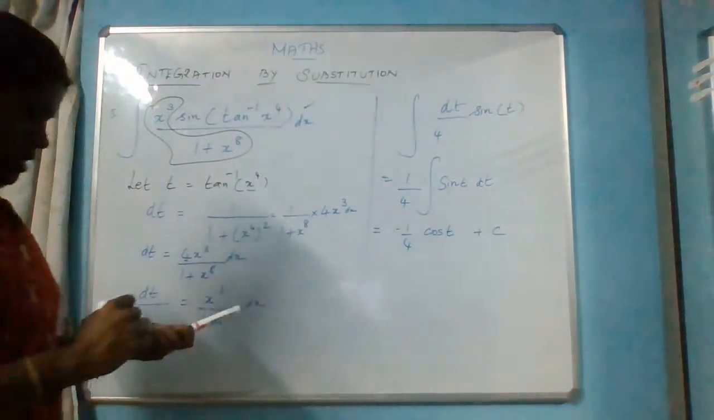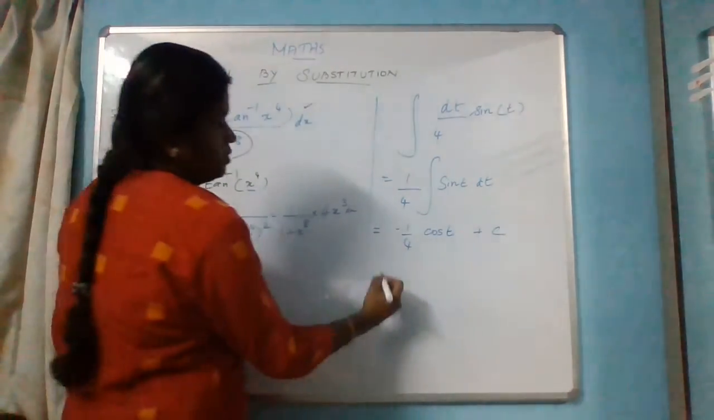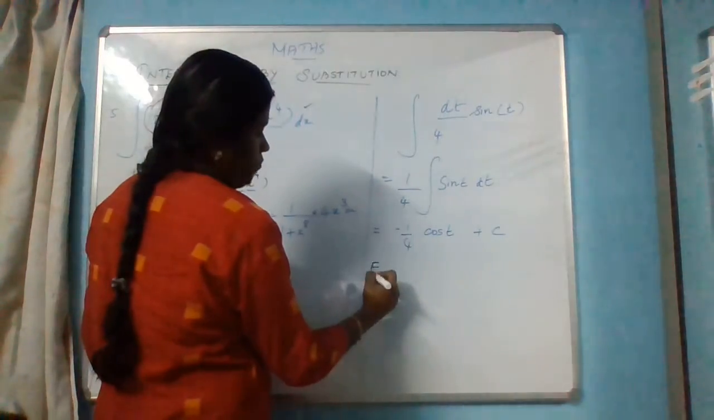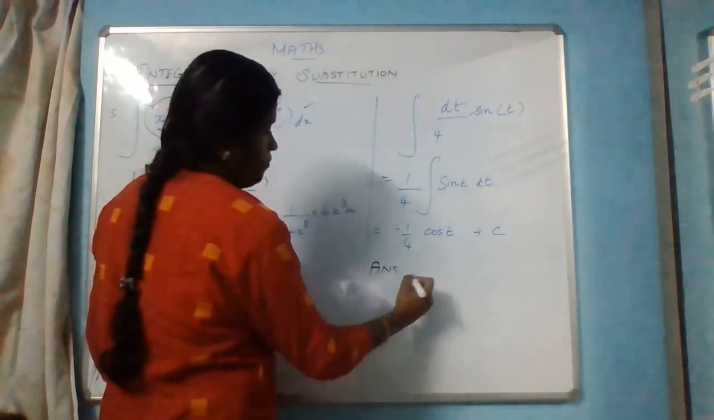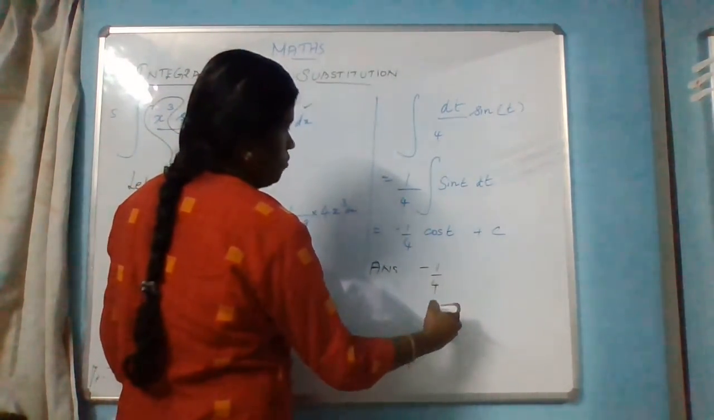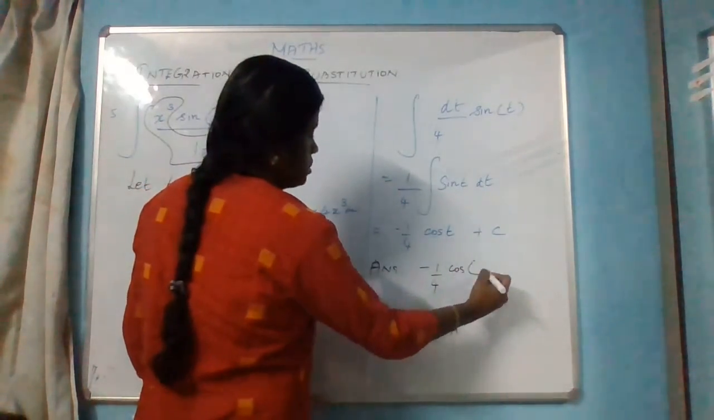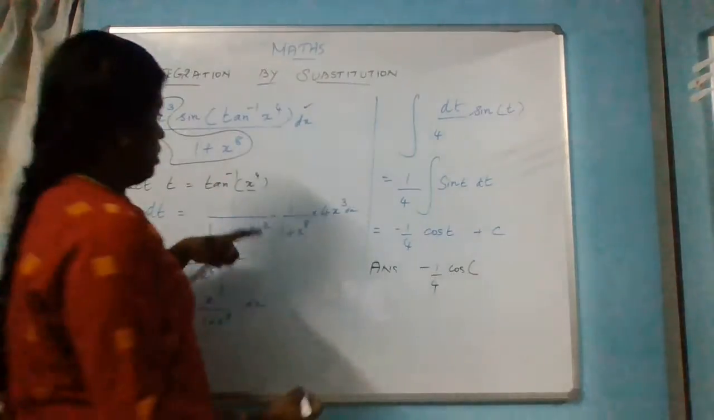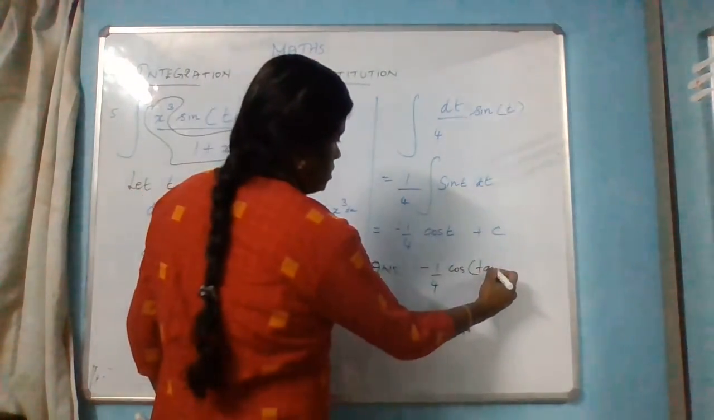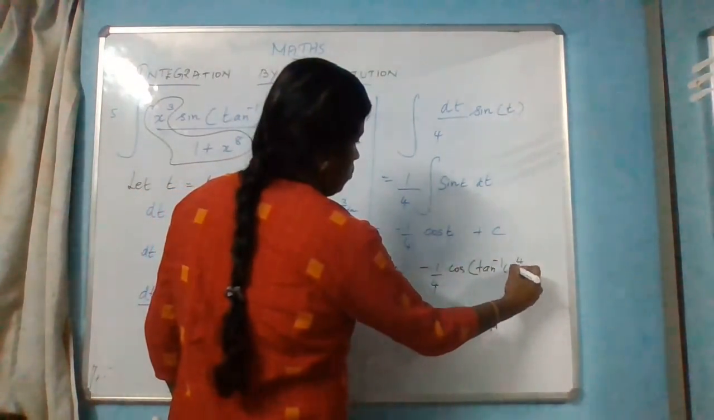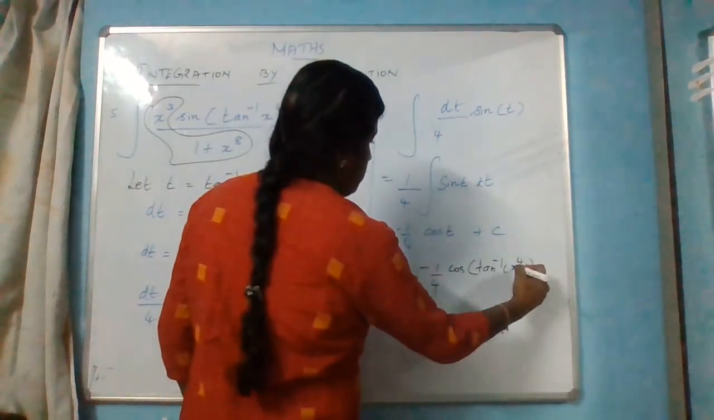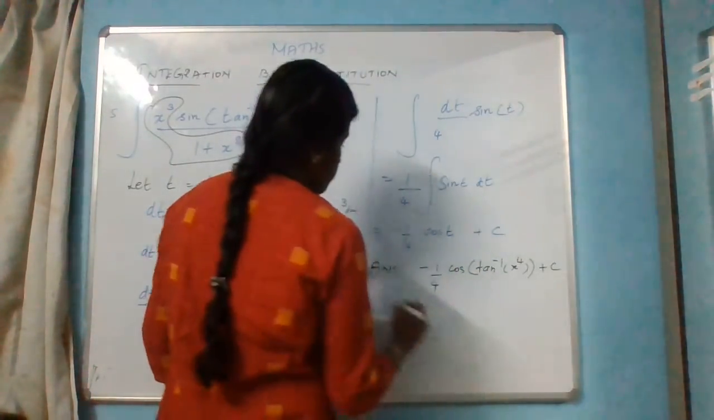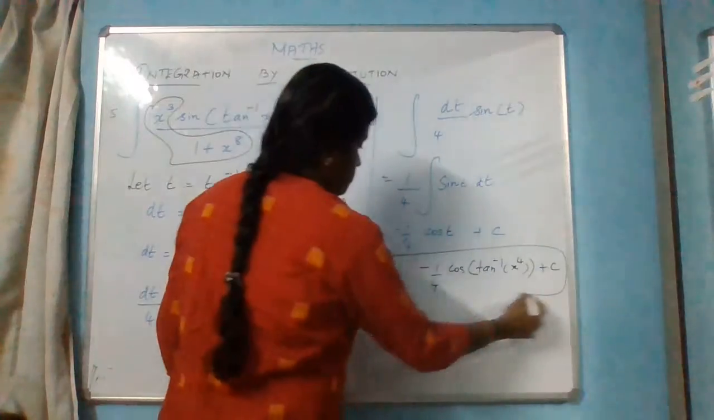But I have to replace this cos t. What is the t which I have assumed? It is tan inverse of x power 4. So the final answer is minus 1 by 4 into cos of tan inverse of x power 4, plus c. This would be my final answer.